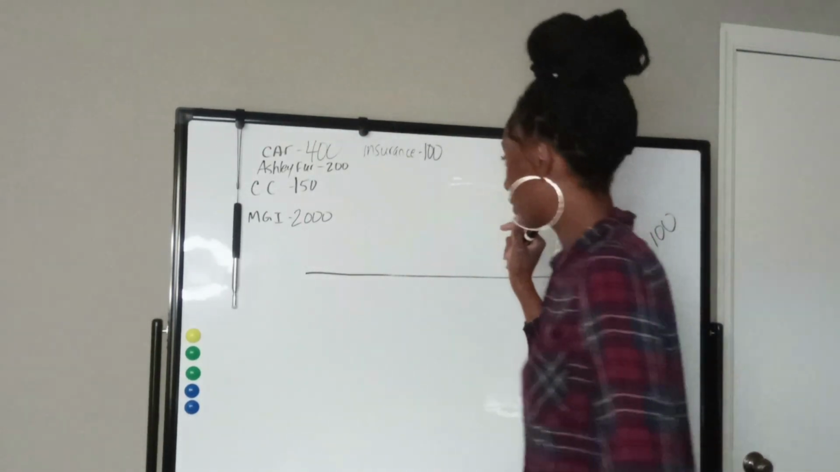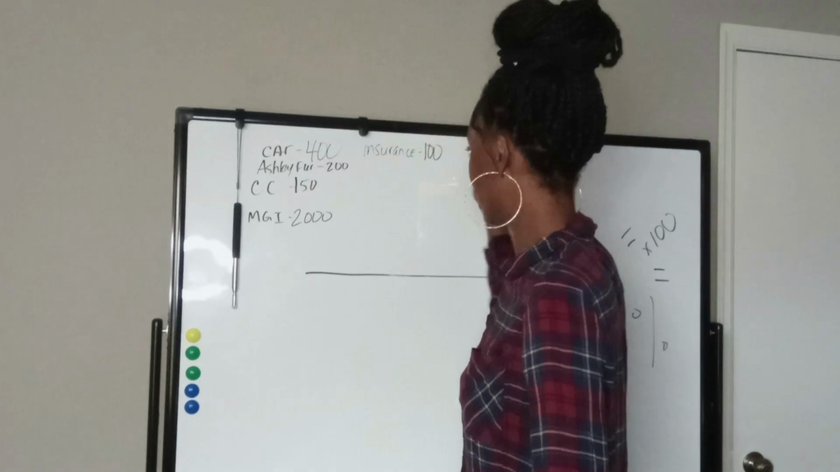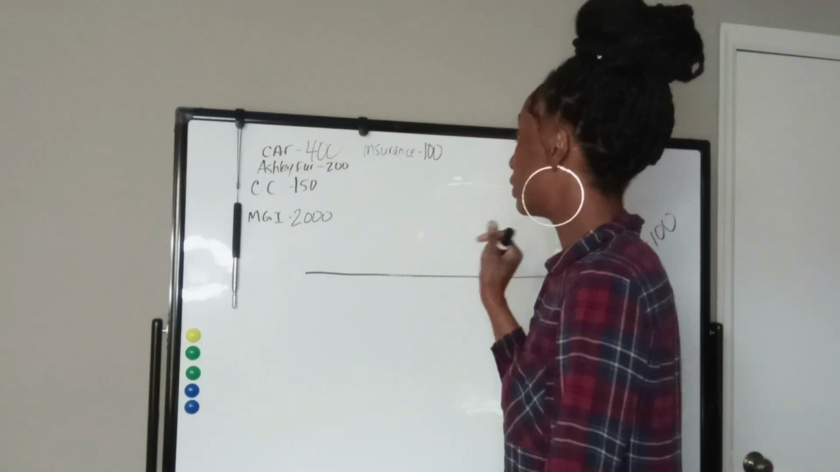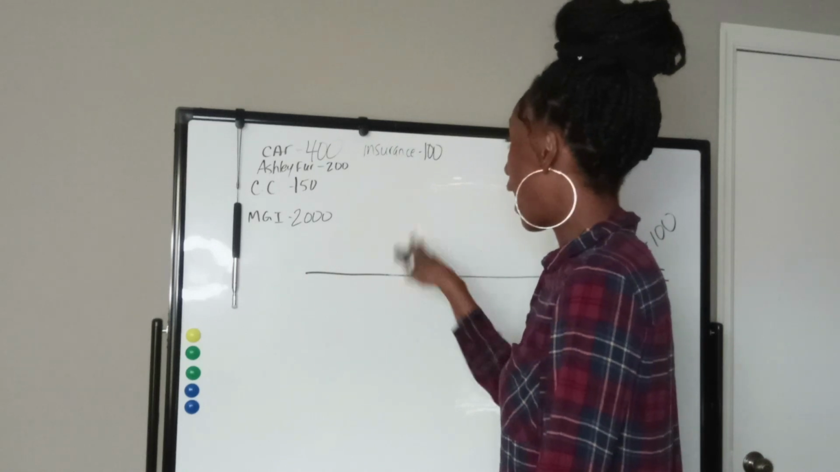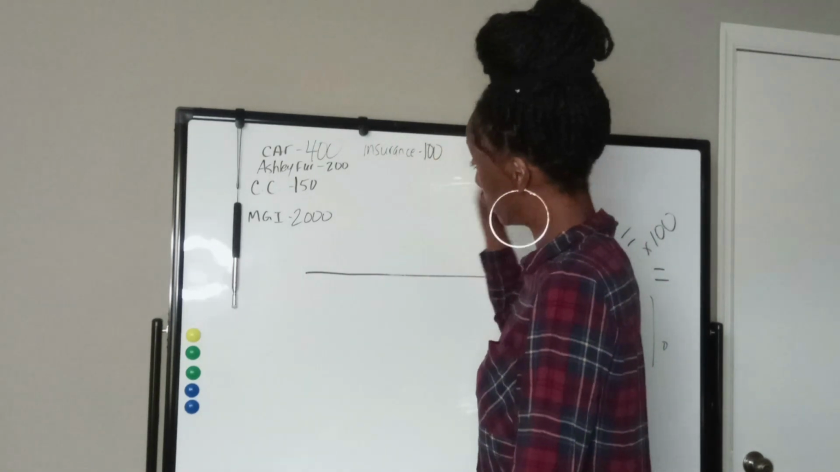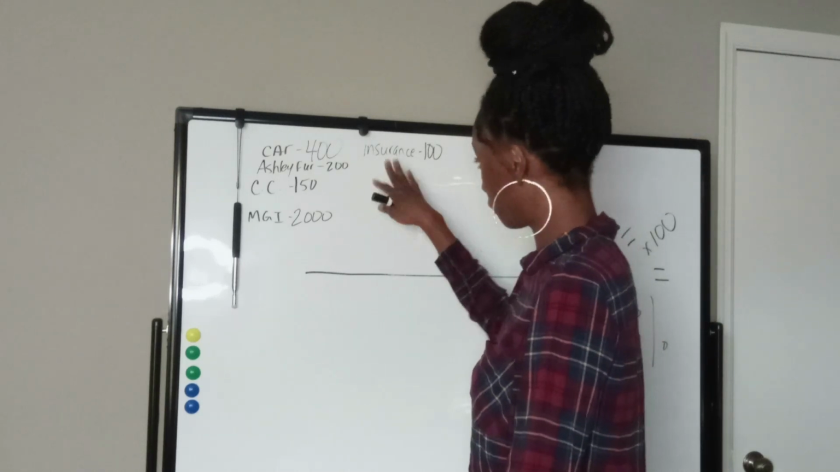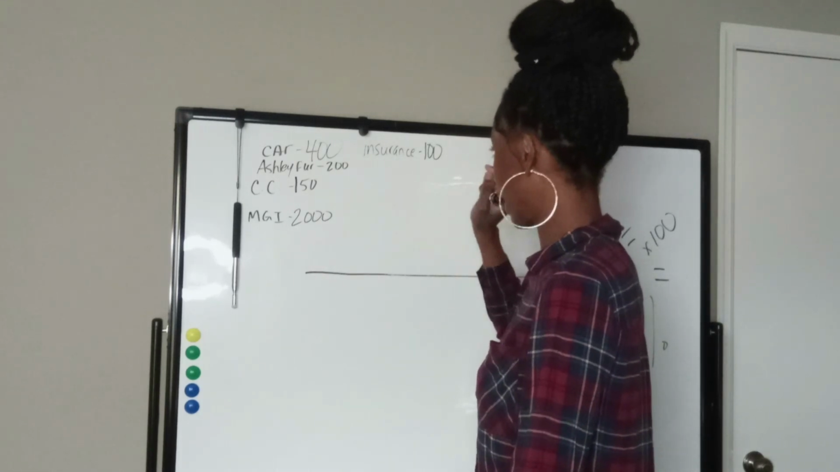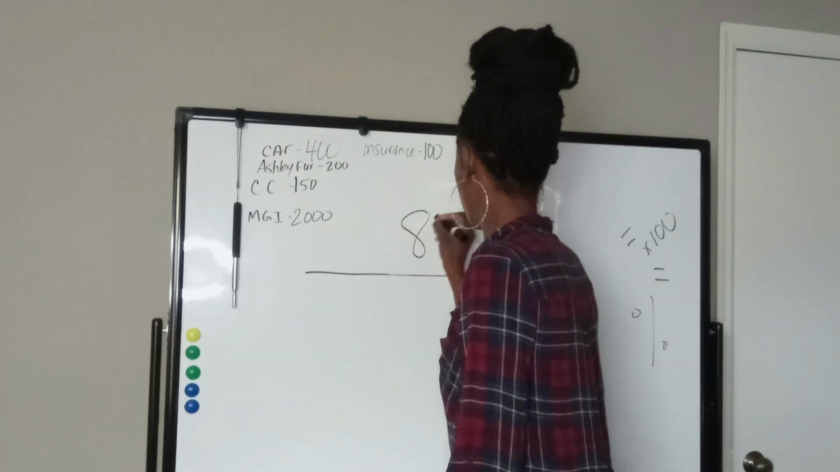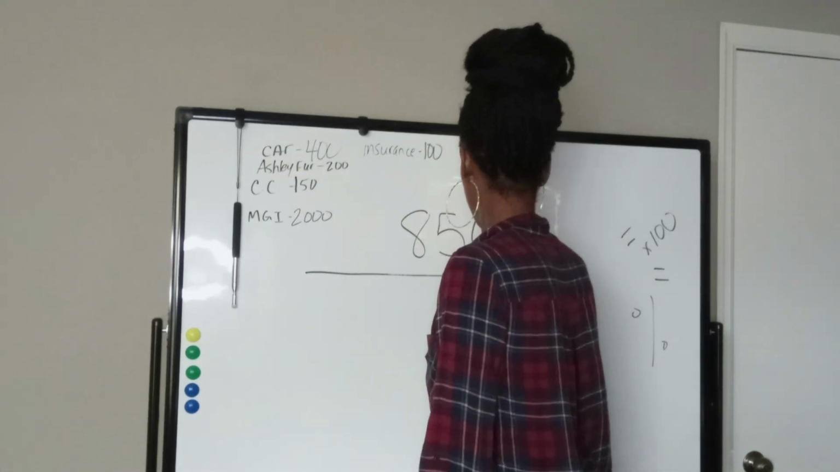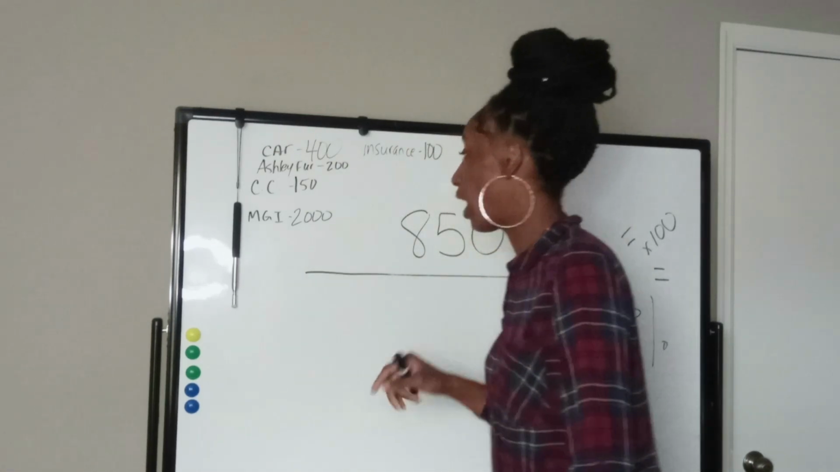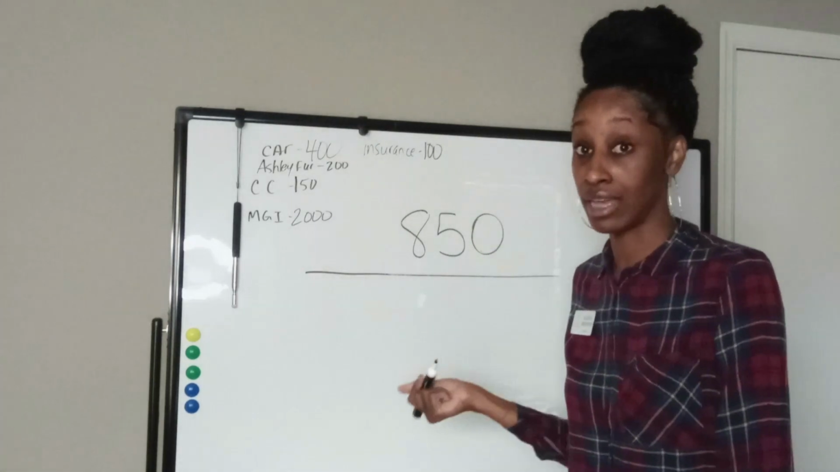So let's say I have a car note, $400. I have a furniture bill, $200. I have a credit card payment, $150, and I have car insurance that's $100. That's going to place us at $850 that I pay monthly in debt. And now I only bring in $2,000 a month.